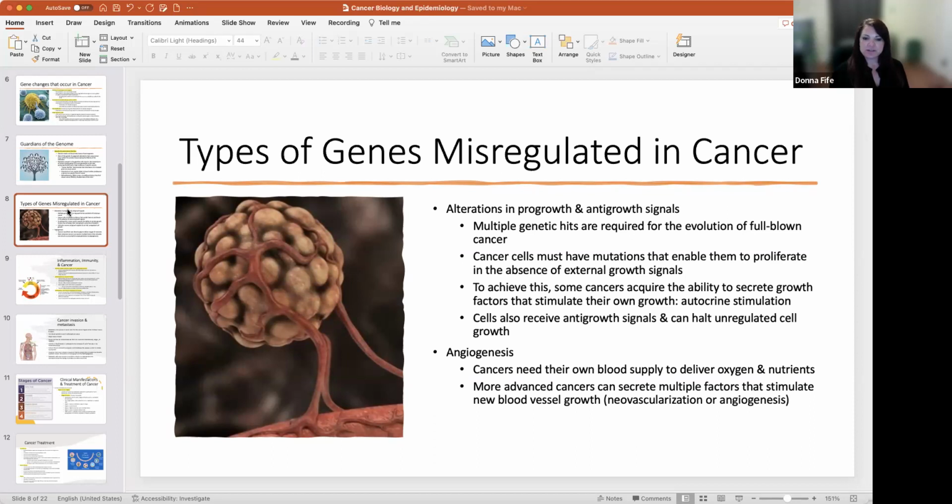There's angiogenesis, in which cancers develop their own blood supply to deliver oxygen and nutrients to those tumors. More advanced cancers can secrete multiple factors that stimulate new blood vessel growth, which is considered neovascularization or angiogenesis.